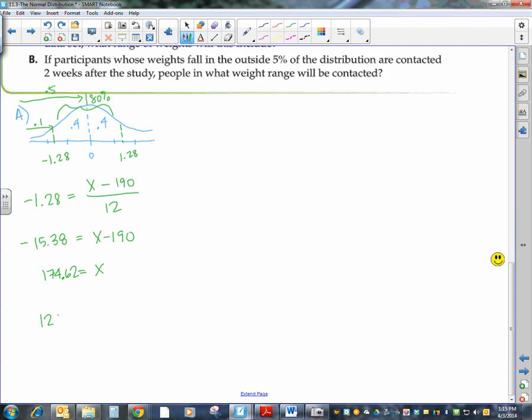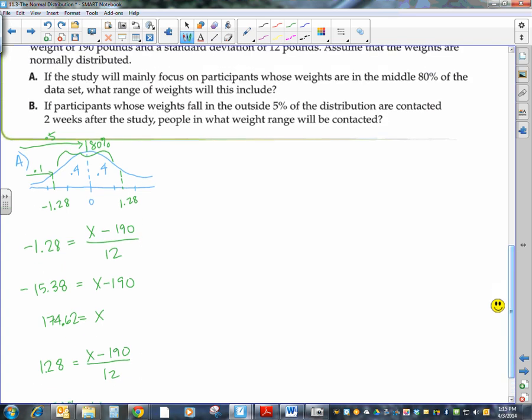I'm going to do the same thing with plus. So I'm going to have 1.28 equals x minus 190 over 12. Solve it the same way, and you're going to get x equals 205.38. So the question asks, what range of weights will this include? It's going to include the ones that go from 174.6 pounds to 205.4 pounds.